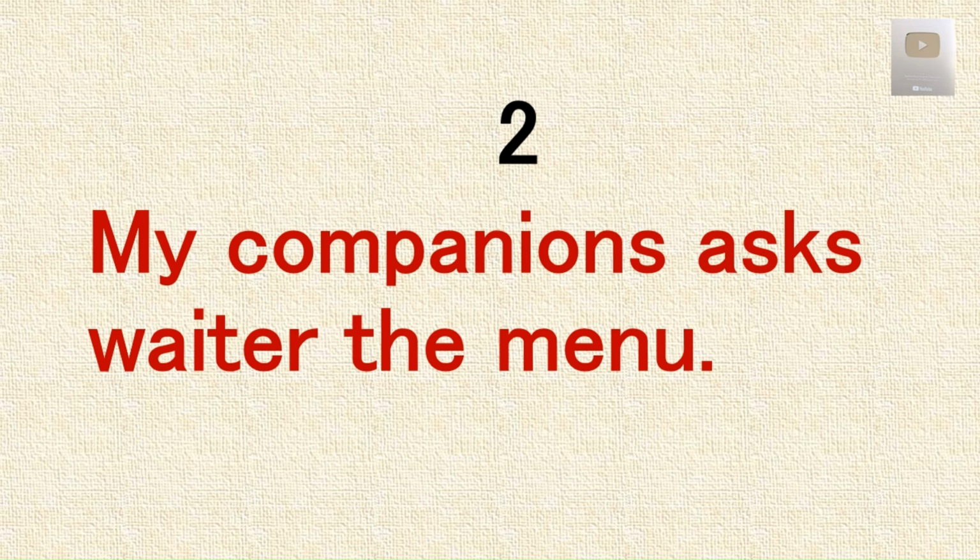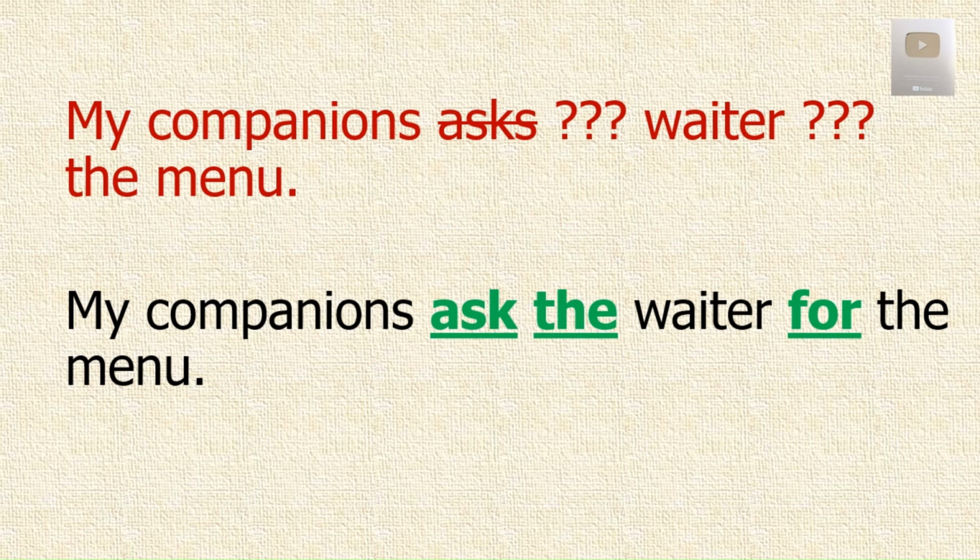My companions asks waiter the menu. This is the second sentence. My companions asks waiter the menu. Can you guess what all is wrong with this sentence? The first mistake is companions is plural, so you can't say asks. You have to say ask.